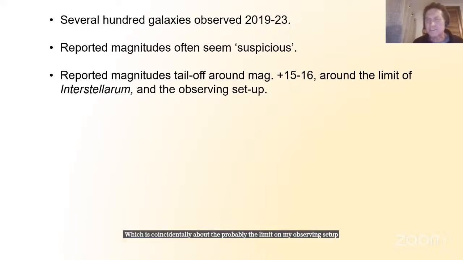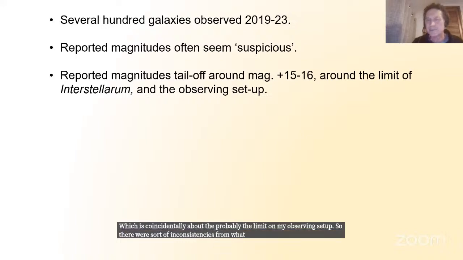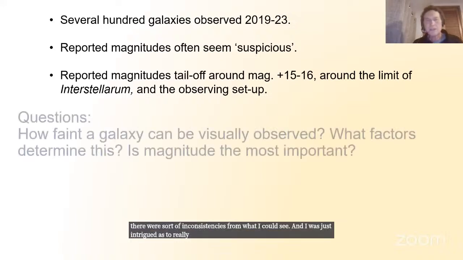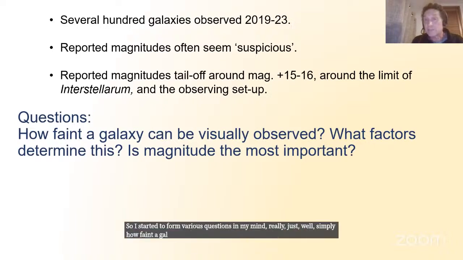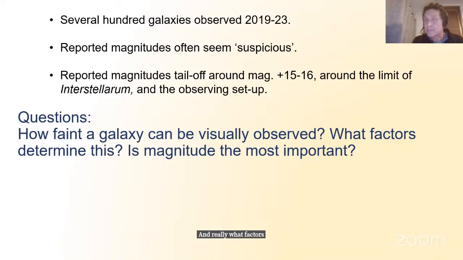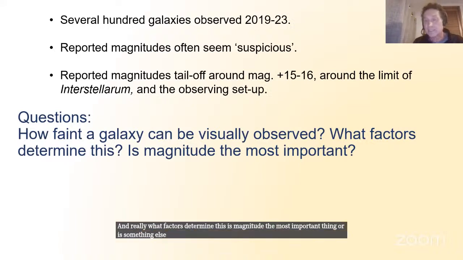So there were inconsistencies as to what I could see, and I was intrigued as to what was going on. I started to form various questions in my mind: simply, how faint a galaxy can I visually observe with this setup? And what factors determine this? Is magnitude the most important thing, or is something else, like surface brightness, actually more of a factor?